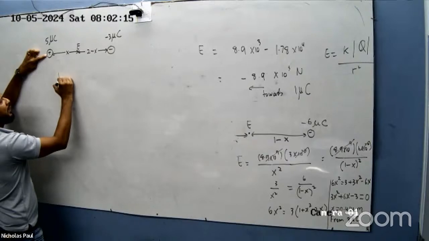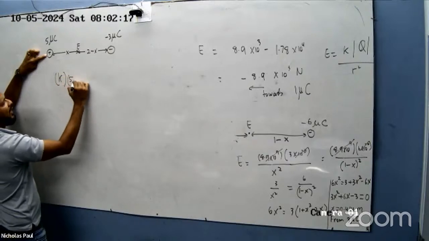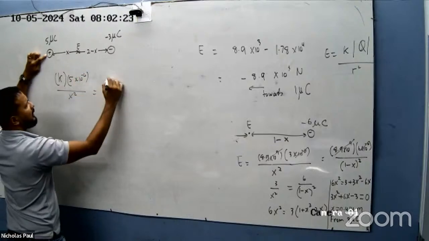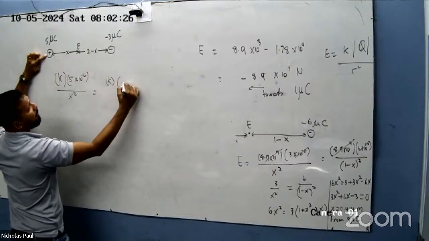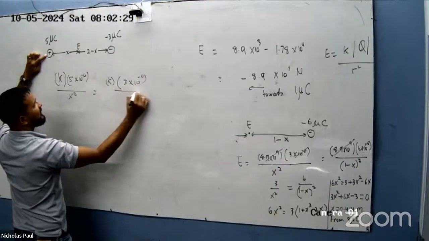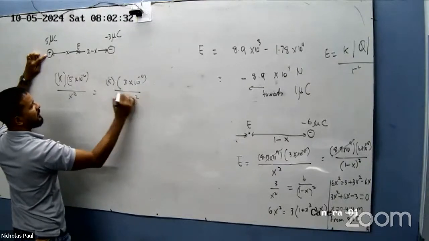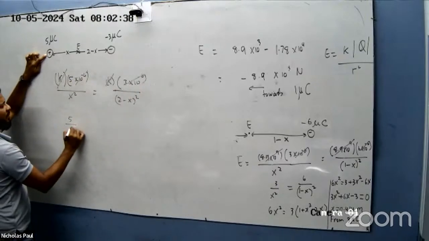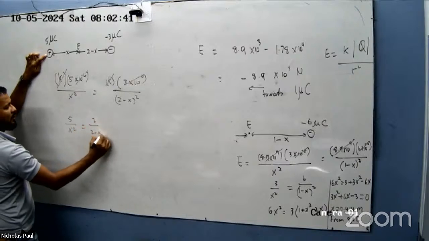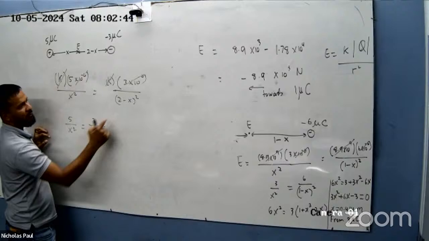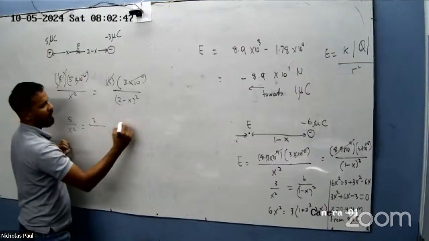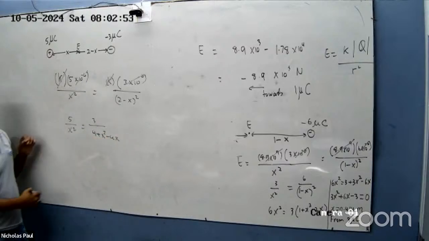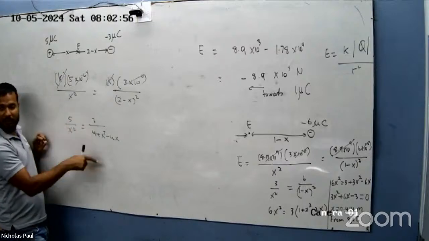So that will be k times 5 times 10 to the minus 6 all over x squared is equal to k times 3 times 10 to the minus 6 all over 2 minus x squared. Same thing, k will cancel, the units will cancel, and you'll get 5 on x squared is equal to 3 over 2 minus x squared. I'll expand this one time. 2 minus x all squared is 4 plus x squared minus 4x. Then you cross multiply.